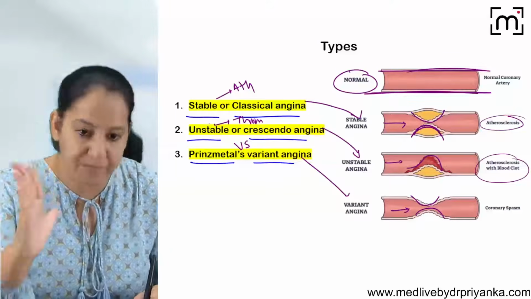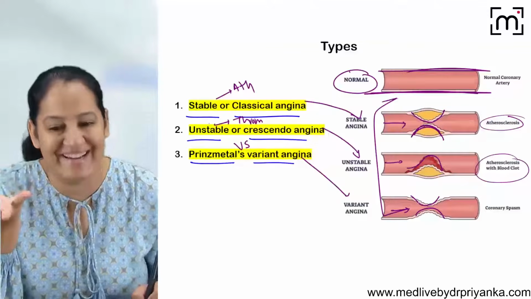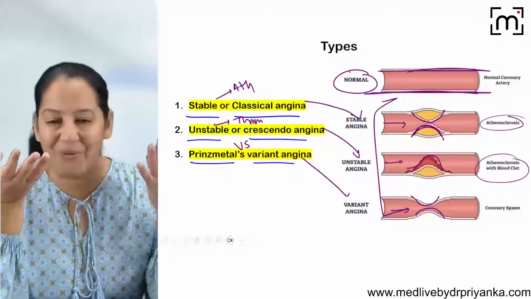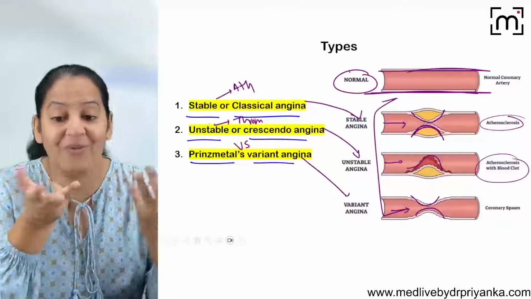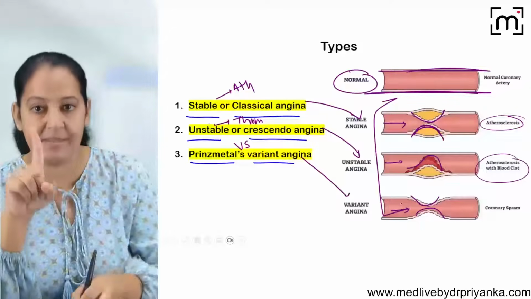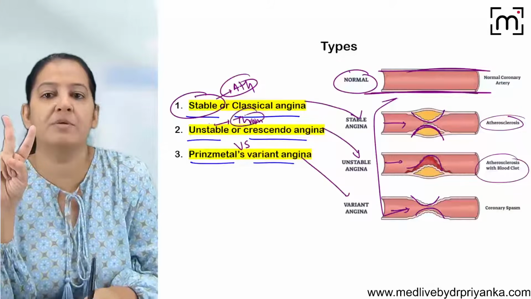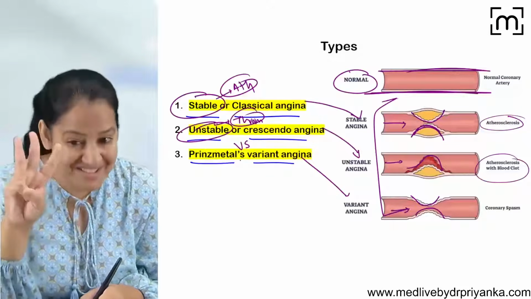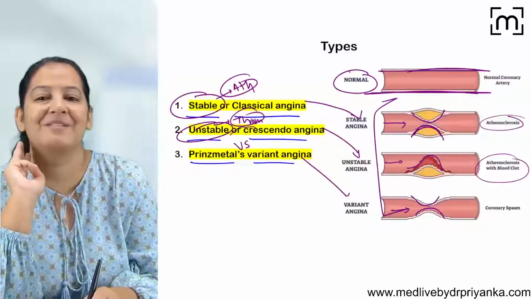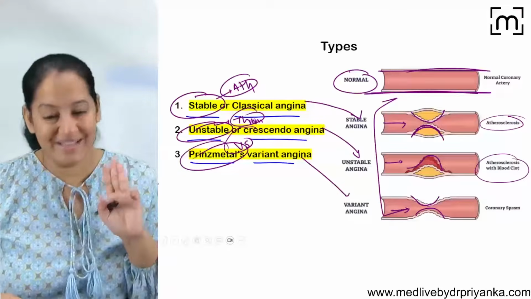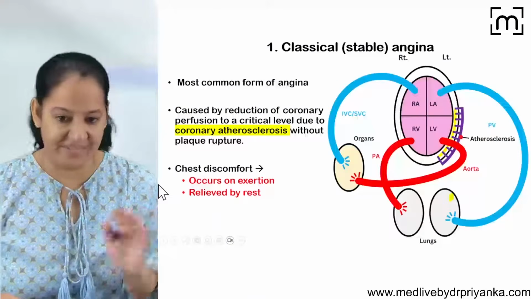So coronary got obstructed in all three. That's how it is angina. Of course, in angina, the coronary got obstructed. But what is the cause of the coronary obstruction? Is it atherosclerosis? If it is atherosclerosis, it's stable angina. Is it thrombosis? If it is thrombosis, it is unstable angina. Is it vasospasm? If it is vasospasm, it's Prinzmetal angina. So these are the three types of angina. One by one, we will see the details.